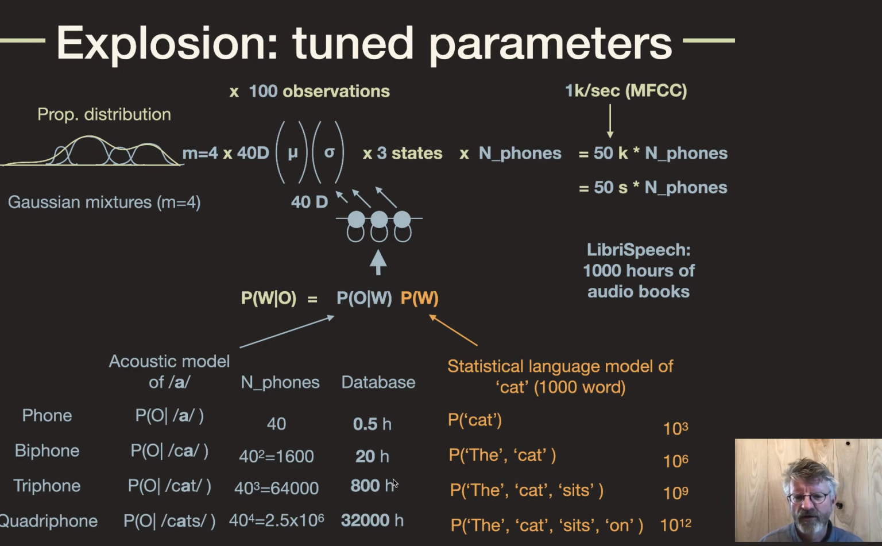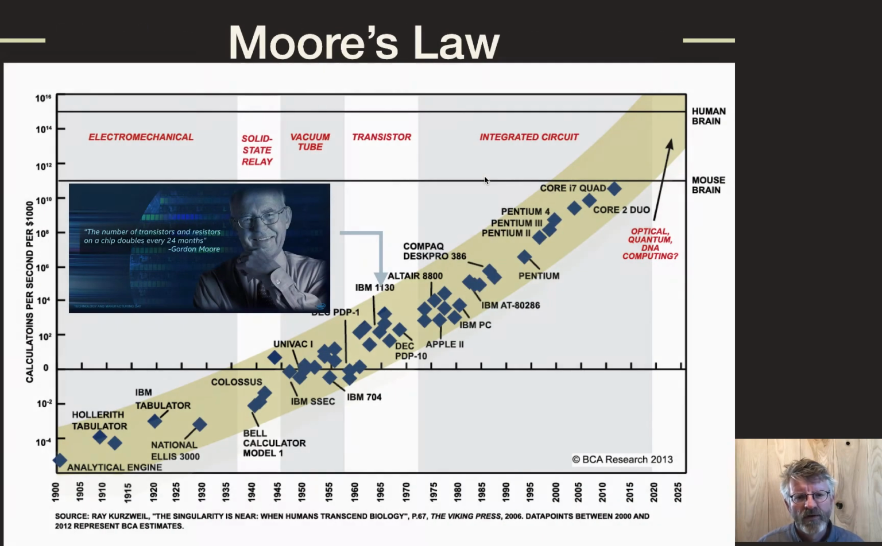So it is clear that in order to approximate speech ever better, we need a bigger and bigger database. And in order to process a bigger and bigger database and to have more and more models and more complex language models, we need more and more computing power. And that connects us with Moore's law. So Moore's law is the observation, basically, by Gordon Moore, that the number of transistors and resistors on a chip doubles every 24 months. And basically that means that the computing power of computers doubles every 24 months.